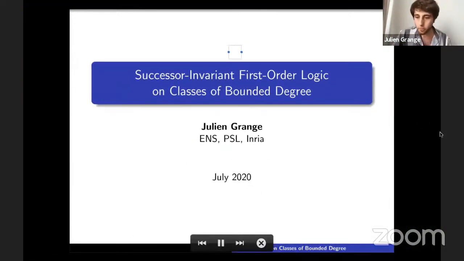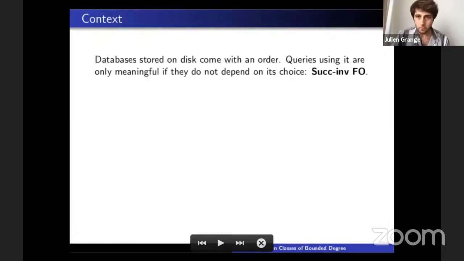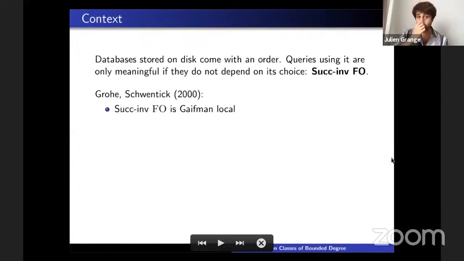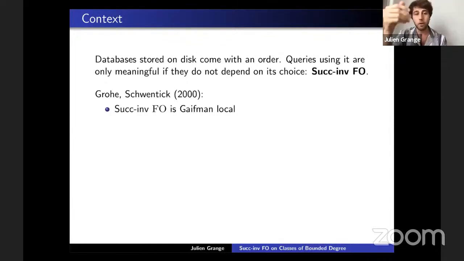To sum up my presentation, we study in this paper the expressive power of successor-invariant first-order logic, which is defined from first-order logic with the addition of a successor relation, provided that we use this relation in an invariant way. What is known about the expressive power of successor-invariant FO? Well, not much. Grunschwentig showed a more general result, which entails that successor-invariant FO retains the Gaifman locality of plain first-order logic.